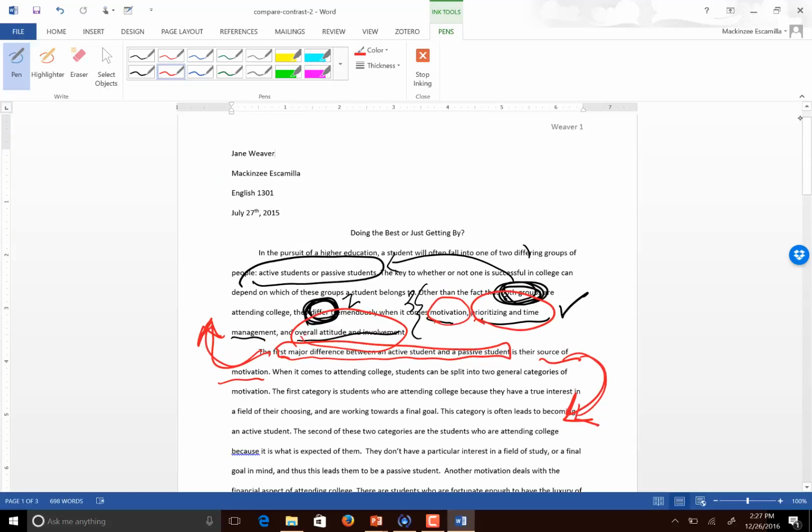So you can refer back to this essay as you're writing your own compare and contrast essay. And again, as always, if you have any questions as you work, be sure to let me know.